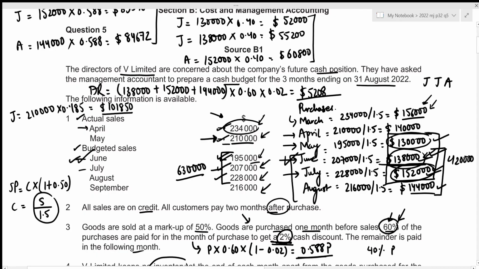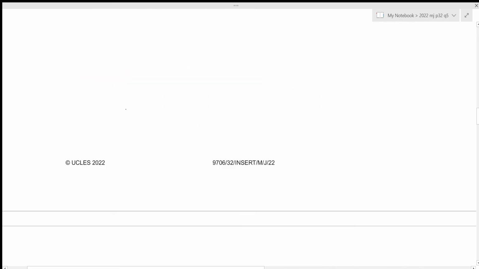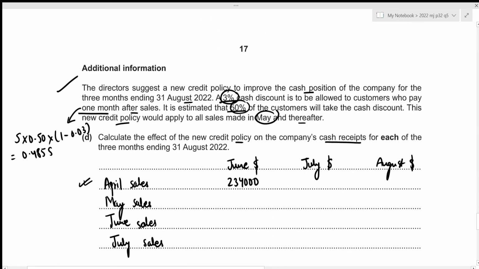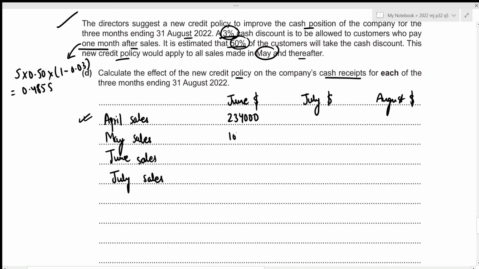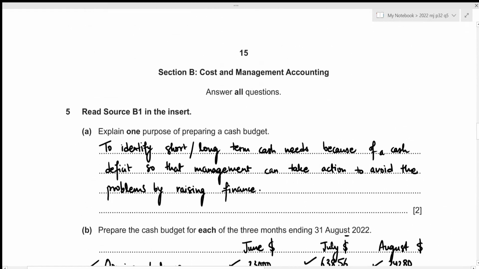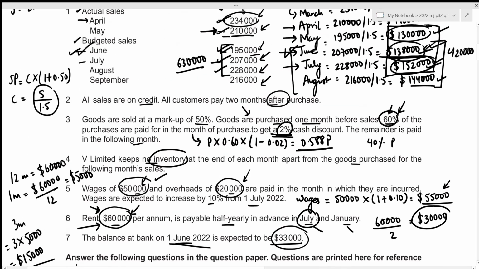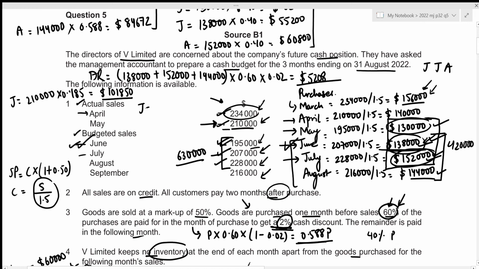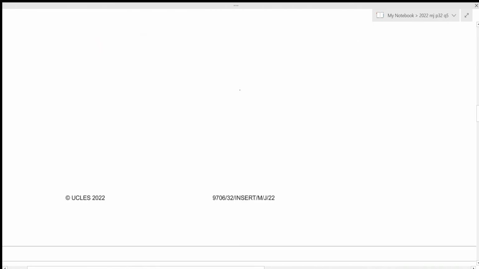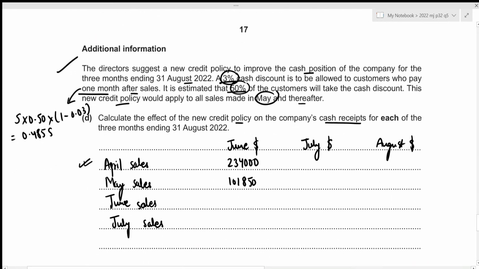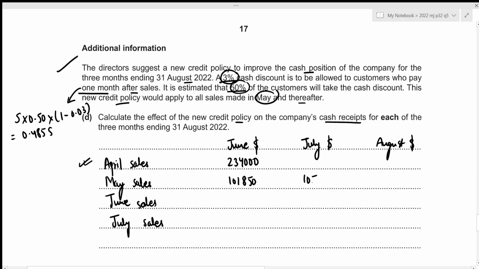Let's write down this amount under our May sales. So that's going to be 101,850. Now the remaining 50% of the sales made in May will be received in the month of July. Let's figure out that amount as well. So for July, that's going to be 50% of this amount of 210,000. So that's 210,000 times 0.5, which results in 105,000. Let's write this amount down. So that's 105,000 for July.